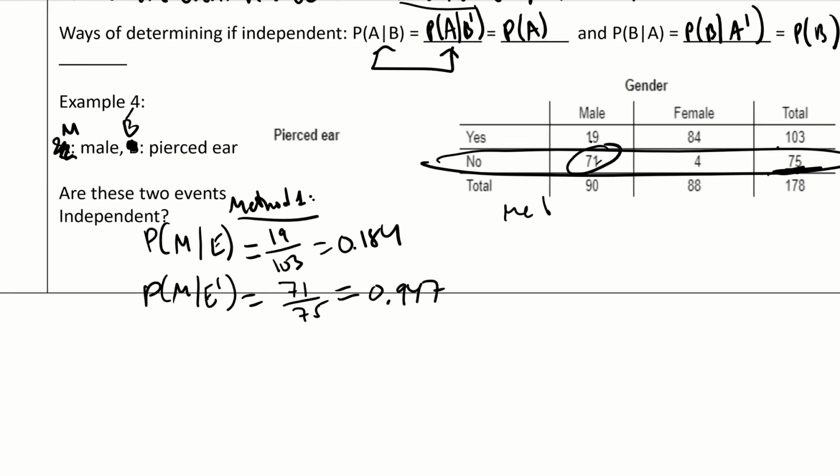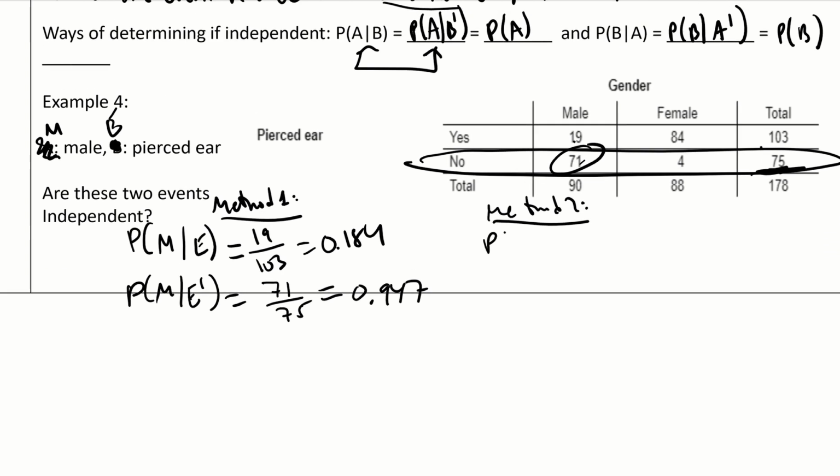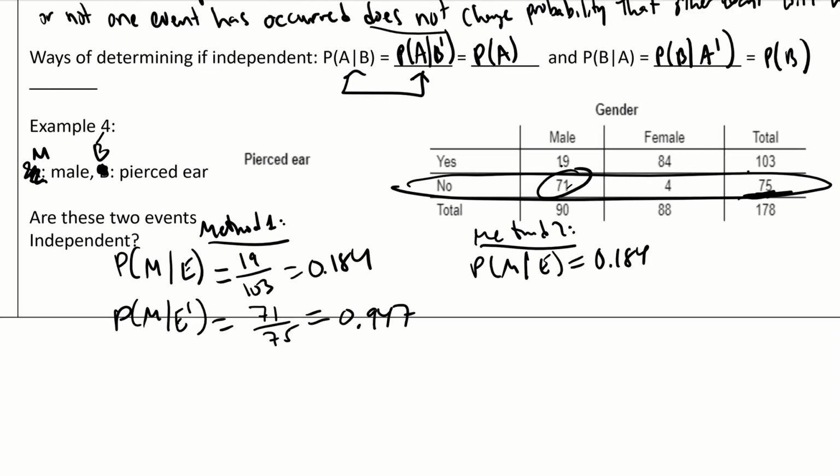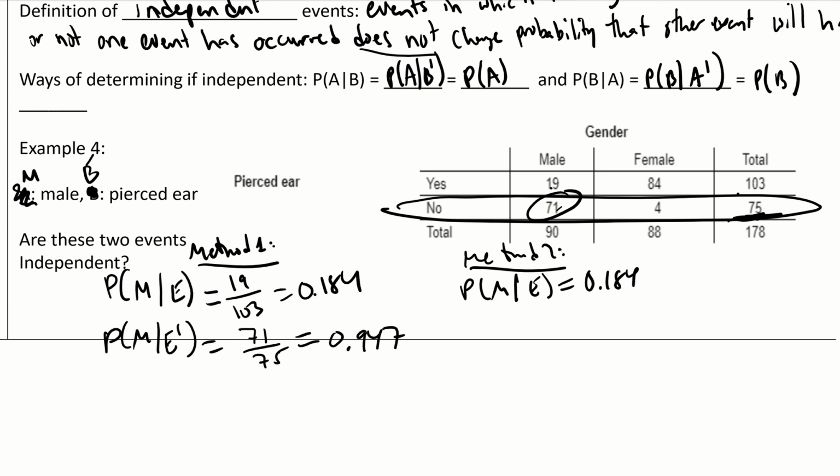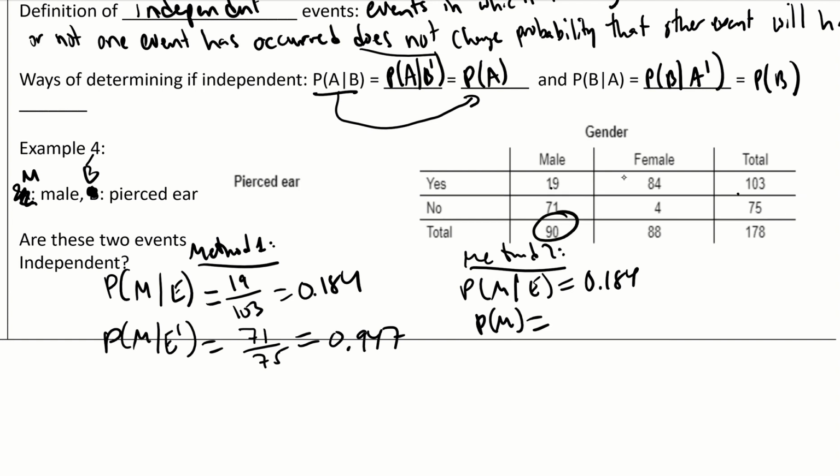So let's talk about method 2. The probability of male given pierced ear is 0.184. We did that earlier. We did that over here. Then the next probability instead is, we just did this one, now you're going to do this one, the probability that they're male. So what's the probability that you select a male? Well, there's 90 males out of 178 people. So it's 90 out of 178. And that probability is 0.506.